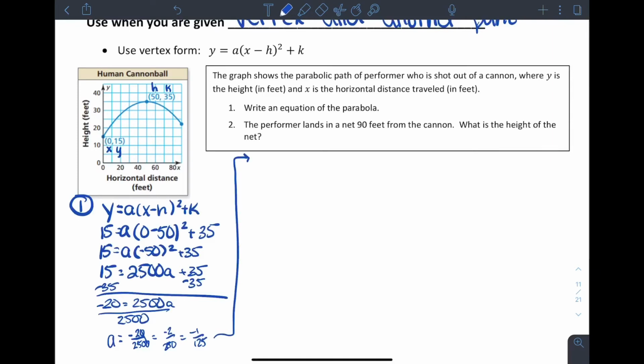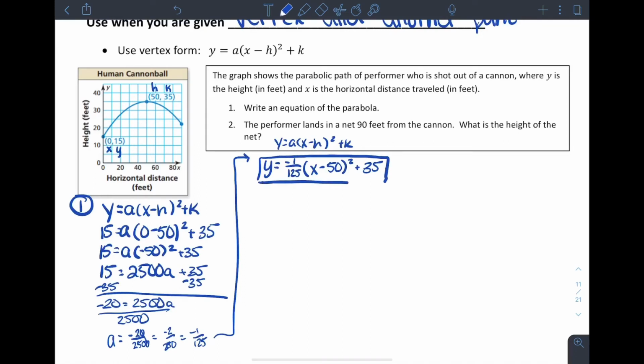And therefore, remember that I have y equals a times (x minus h) squared plus k. So if I want to write the equation of the parabola, I just need to plug in a, h, and k. So my equation is y equals negative 1 over 125 times (x minus 50) squared plus 35. And there's our equation. That's the equation of the parabola that was given to us.